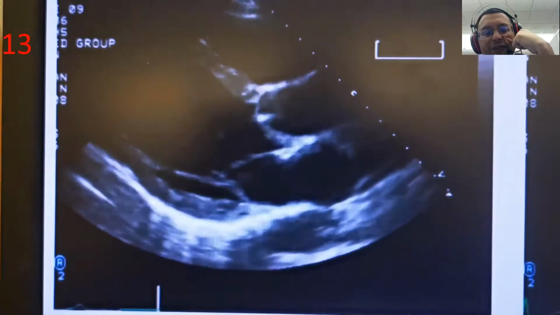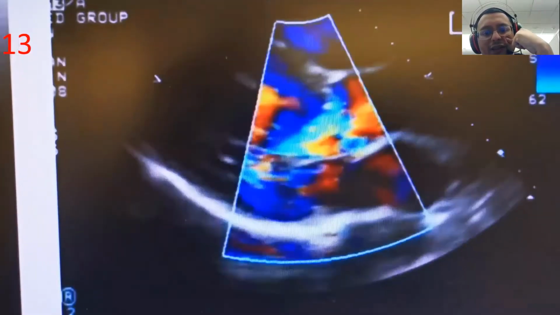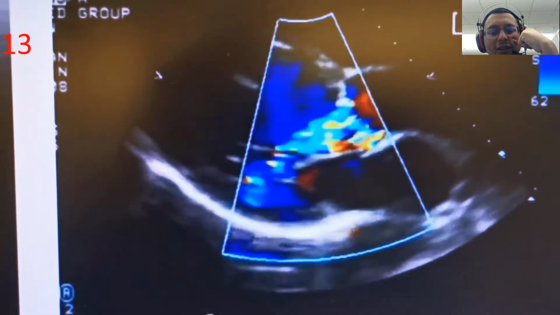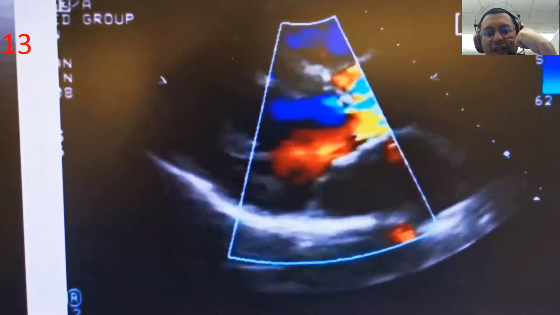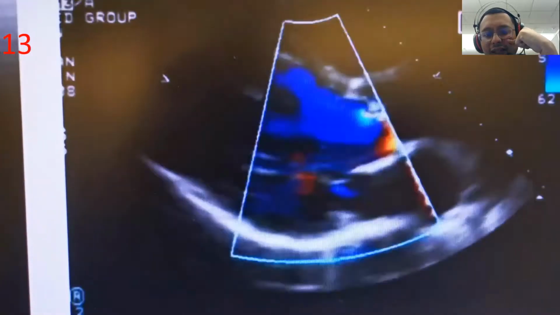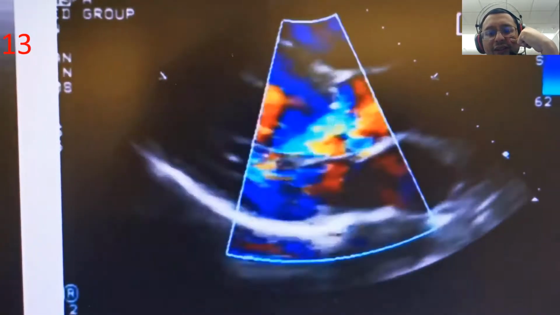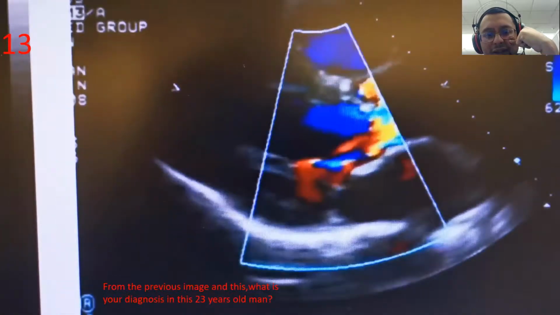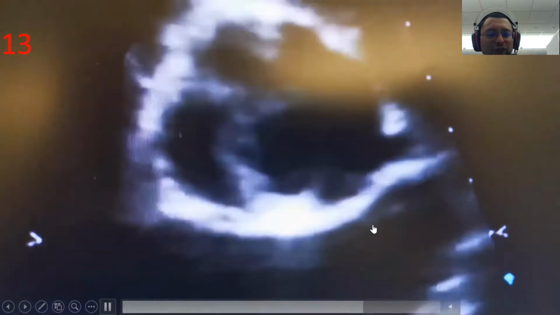Okay, let's look at the next picture. Right. So what does the patient have? AR and AS. Right, yeah. What do you think is the AR severity? Severe. Yeah, severe aortic regurgitation. Correct. Okay. Right now, look at this echo. Now this is the patient's aortic valve. So what's your diagnosis?